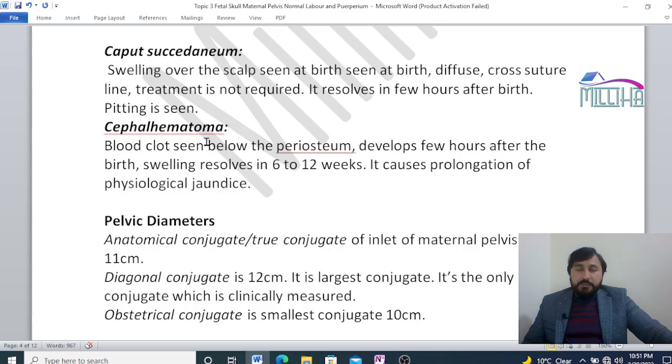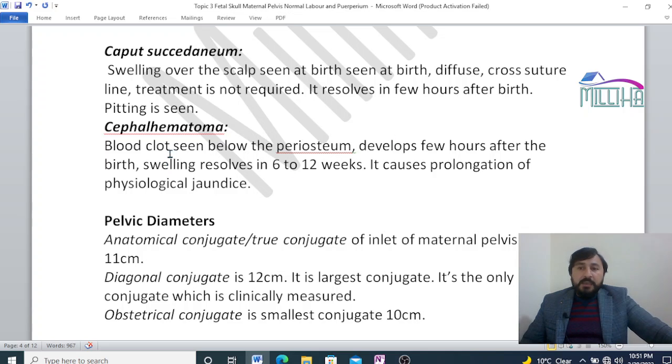Caput succedaneum is when there is a swelling under the skin, swelling over the scalp, seen at birth, diffuse across the suture line. Treatment is not required. Caput succedaneum is a swelling over the scalp due to the birth. Okay, it resolves in a few hours after birth. You don't have to treat it. Okay, pitting is seen. If you press, there becomes a pit in this case.